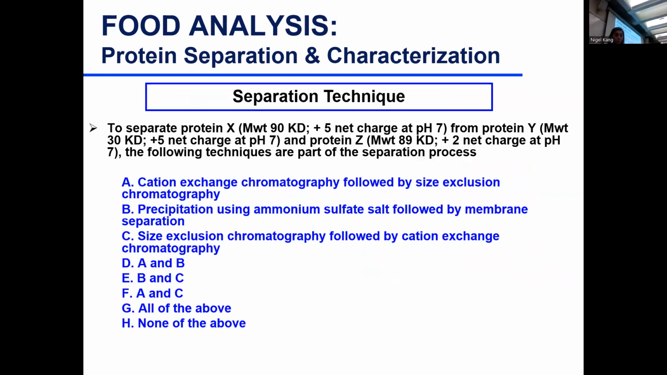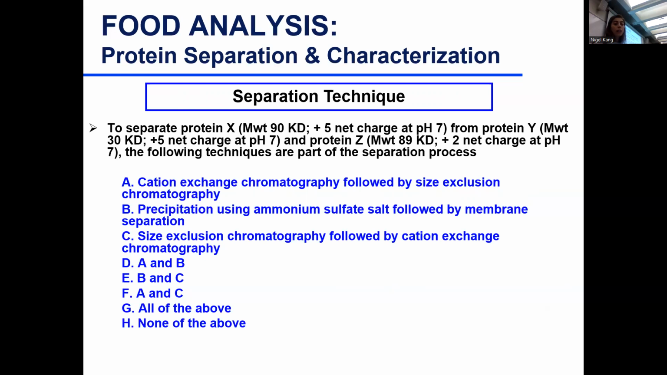A question for you. To separate protein X with molecular weight 90 kilodalton and plus 5 net charge at pH 7 from protein Y with molecular weight 30 kilodalton and plus 5 net charge, so they have the same net charge but different molecular weight, and protein Z, molecular weight 89 kilodalton and plus 2 net charge at pH 7. So pH is the same for all of them. Molecular weight and net charge differ.